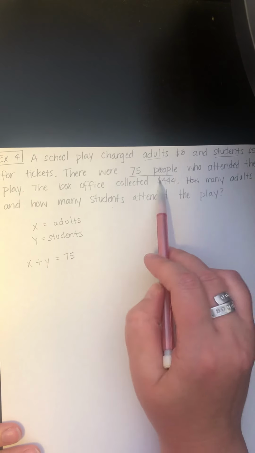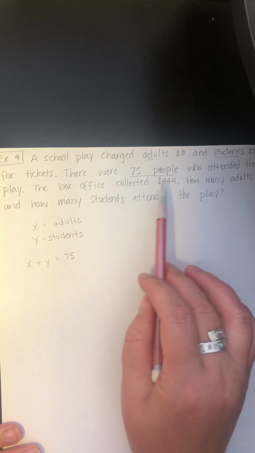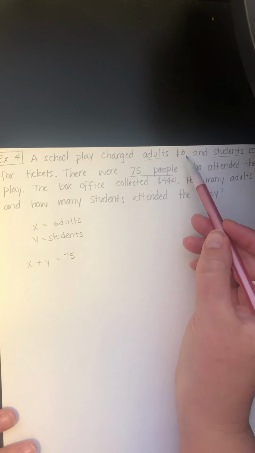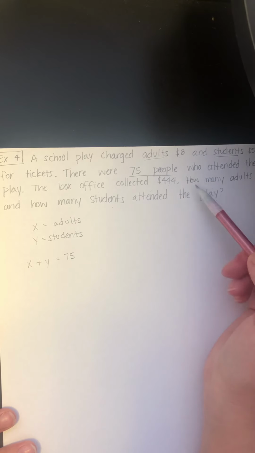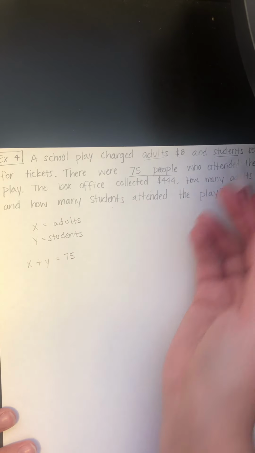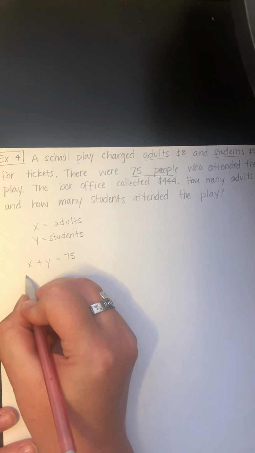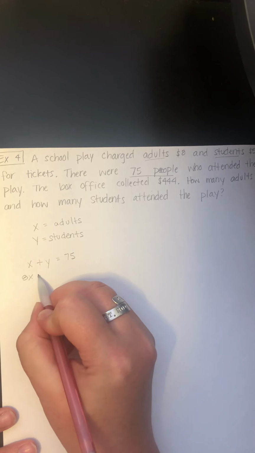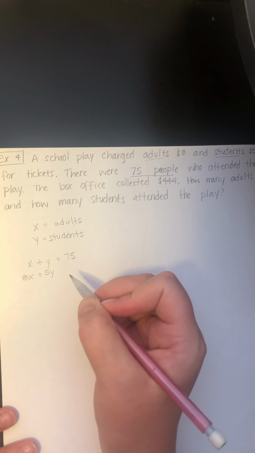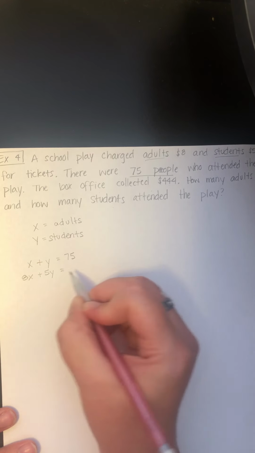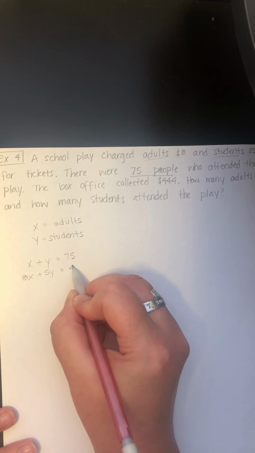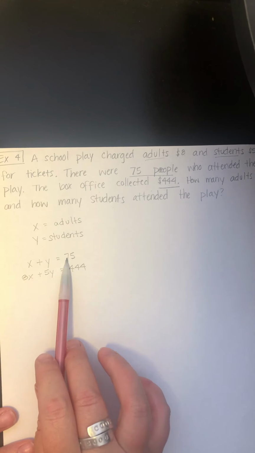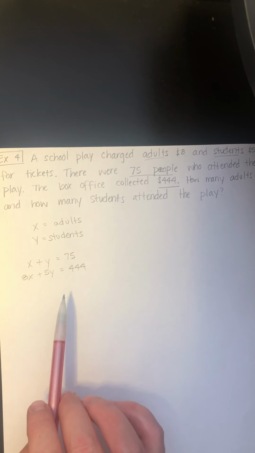They gave us money. They said the box office collected $444. That's the total that the box office collected. It was $8 for an adult ticket and $5 for a student ticket. So you're going to use 8 and 5 as your coefficients. In front of x, because that's adults, we're going to put 8 because that's the cost of an adult ticket. In front of y, we're going to put 5 because that's the cost of a student ticket, and the total amount of money they collected was $444. So we have an equation with the number of people and we have an equation with the cost.